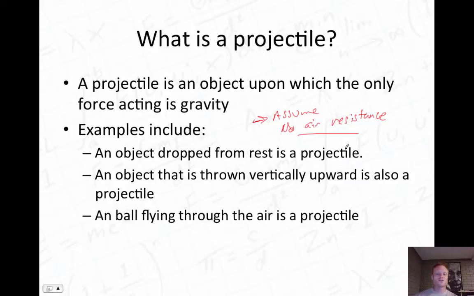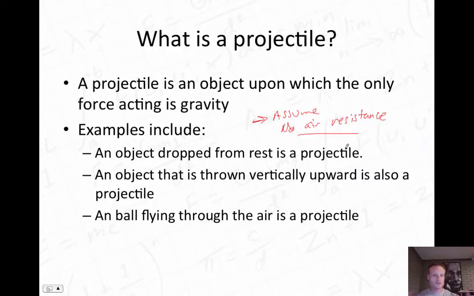An object that is thrown vertically upwards is also a projectile. Let's say you take the Play-Doh and you just throw it up, and you watch it fly in the sky and then come back down. That is a projectile because the only force acting on that hunk of clay after it's left your hand is the force of gravity. Let's say you throw a football or a baseball or any ball to a friend. Once that ball leaves your hand and is flying through the air towards your friend, it is considered a projectile because the only force acting on it is gravity.